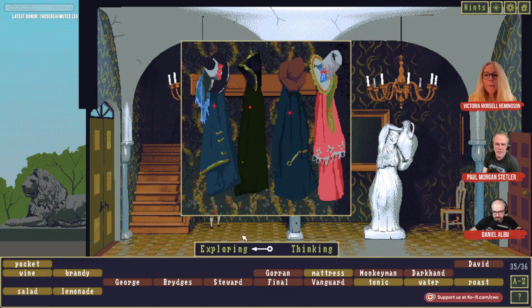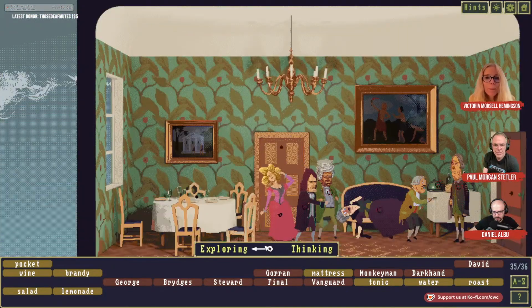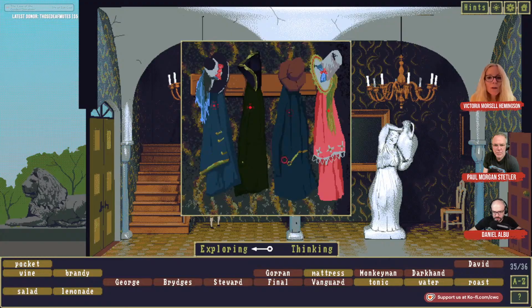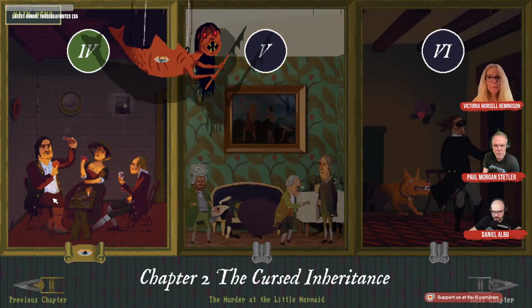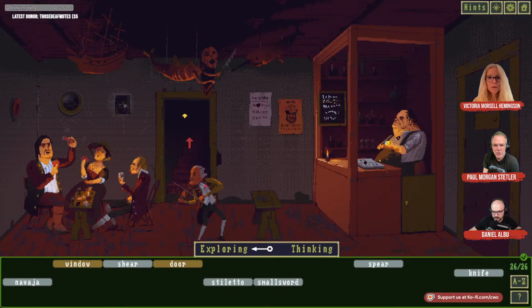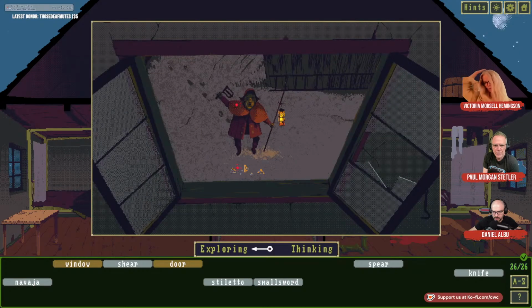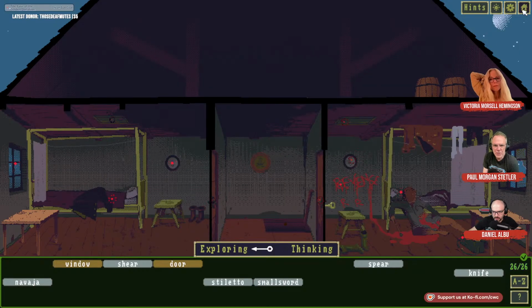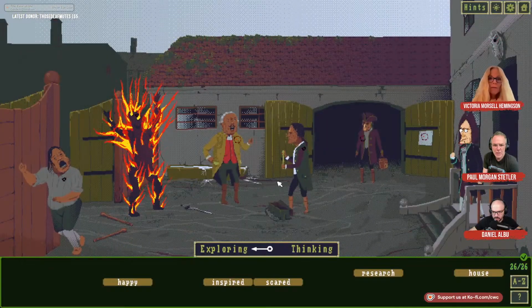Do you want to go back to the earlier chapter and see if we can find that coat somewhere? Let's do that. This coat with a brown hat. It looks like David Gorin, but we don't have David Gorin with us. No. No, it's not in this one. It'll be the one at the burning stables. There we go.